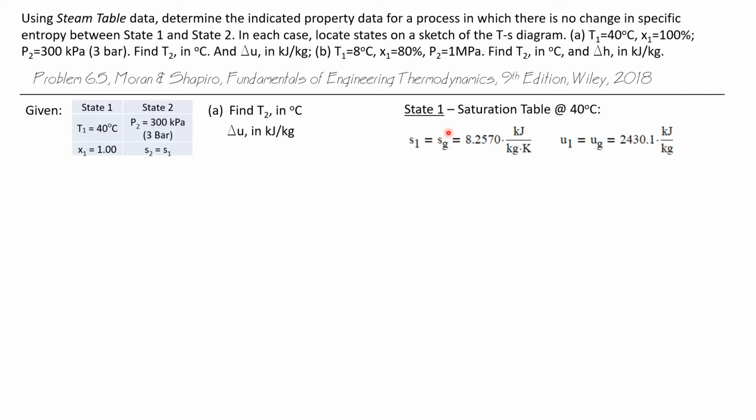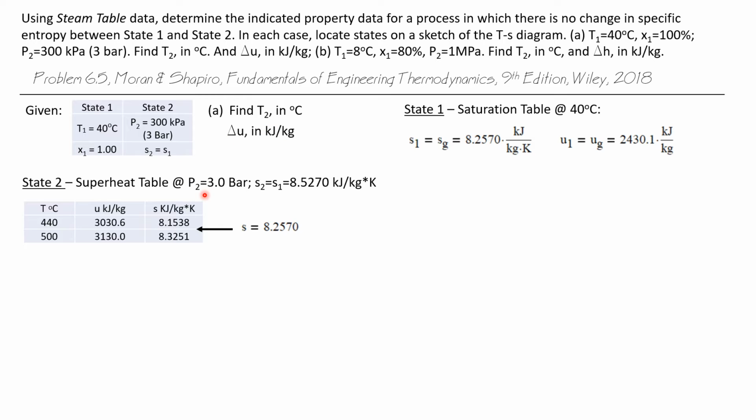Let's get values for state 1. We'll go to the saturation table for water at 40 degrees C. And we know that S1 is S sub G because it was given as a saturated vapor. And so we get a value for entropy for state 1. And we know that U1 is U sub G because, again, it's a saturated vapor. And we'll get a value out of the table for U1.